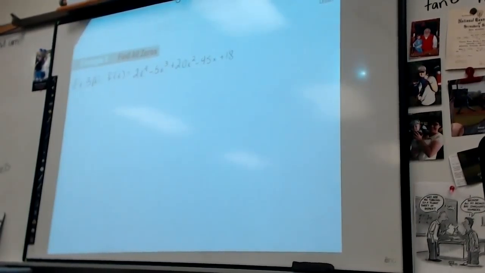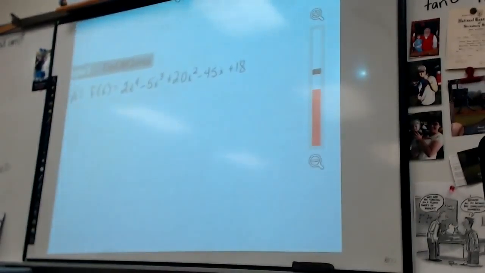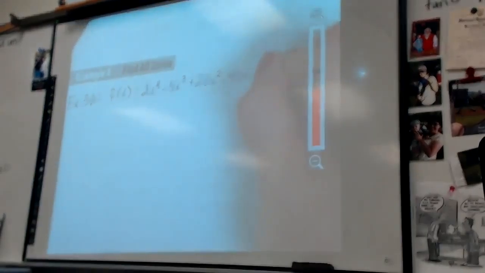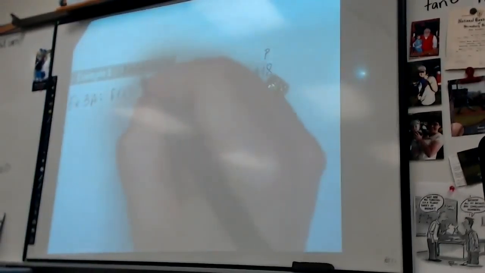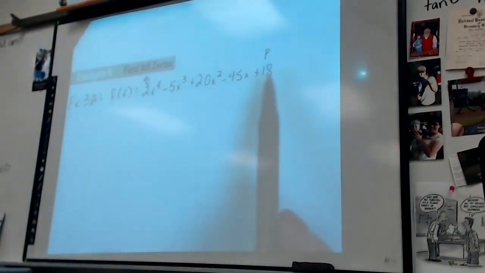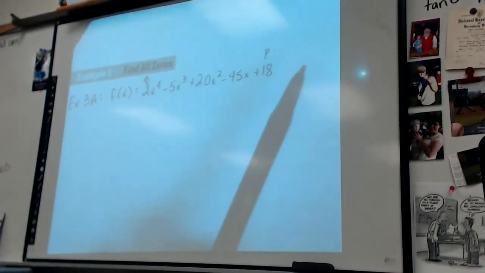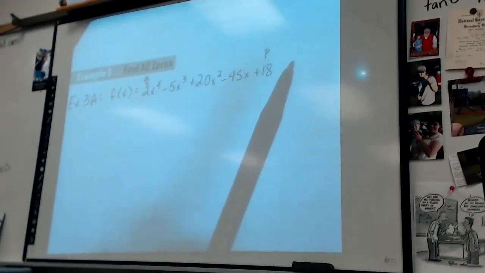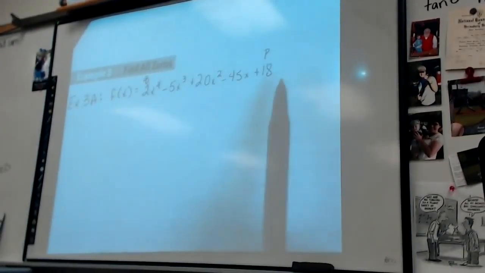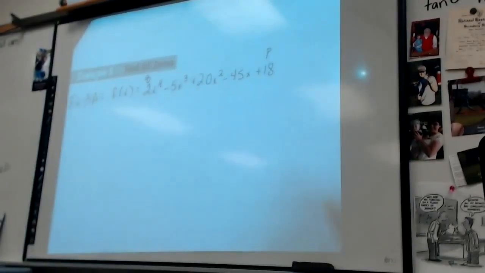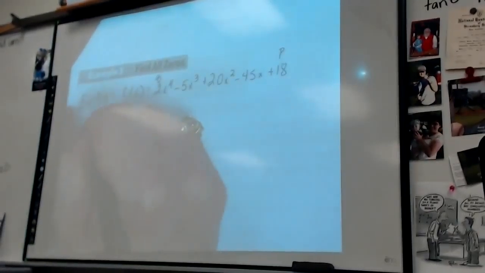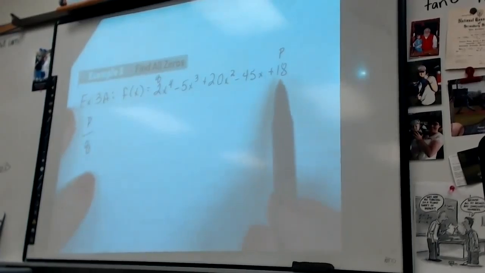So what's our P? 18. What's our Q? 2. Now remember, P is the constant. If you have everything in order from greatest to least, it'll be at the end. And then your leading coefficient will be at the beginning as long as the exponents are in order from greatest to least. So before you identify P and Q, you want to make sure they're all in order. Okay, and of course here they are. So P over Q.